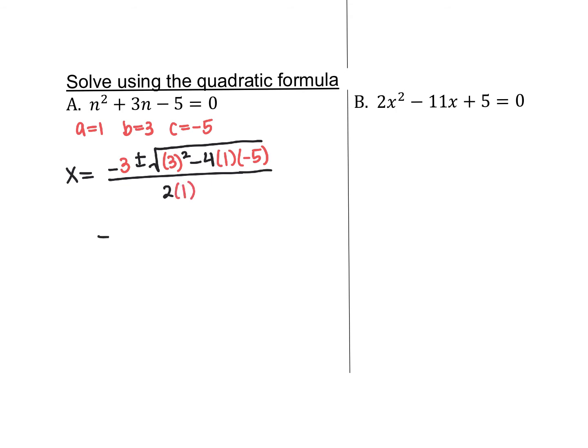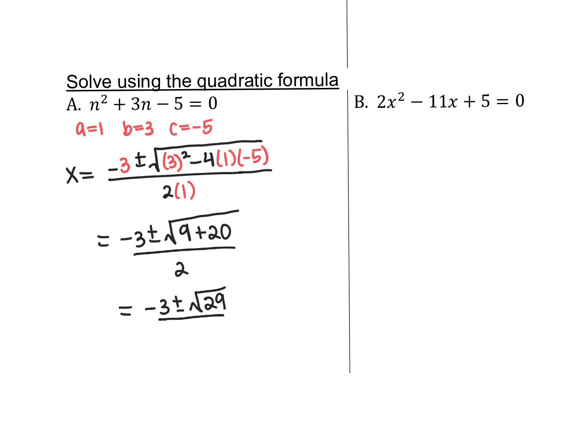Okay, let me simplify this. 3 squared is 9. Minus 4 times 1 times minus 5 is going to cancel to a positive. 4 times 5 is 20. Okay, 9 plus 20 is 29, so I have the square root of 29, and then I'm going to look at this. Do I know the square root of 29? No, it's irrational. Can I simplify it? No, it's actually prime.